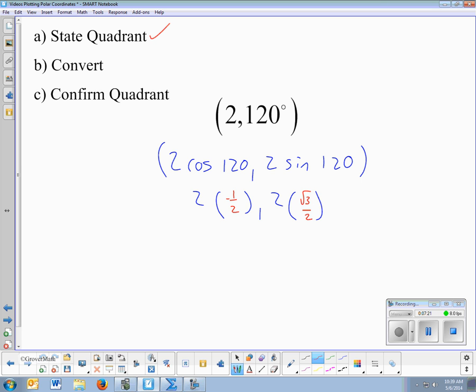Also, I forgot to state my quadrant. This is quadrant 2, and I see that because my angle is in quadrant 2, and my r value is positive, so I know I'm in quadrant 2 with 120. All right, so a little bit of algebra here. I could divide these, and they pretty much cancel out. I get negative 1. Divide these, they cancel out, and I get radical 3. So negative 1 comma rad 3. Is that in quadrant 2? Well, it's got a negative x, positive y, so absolutely it is. That's confirmed.